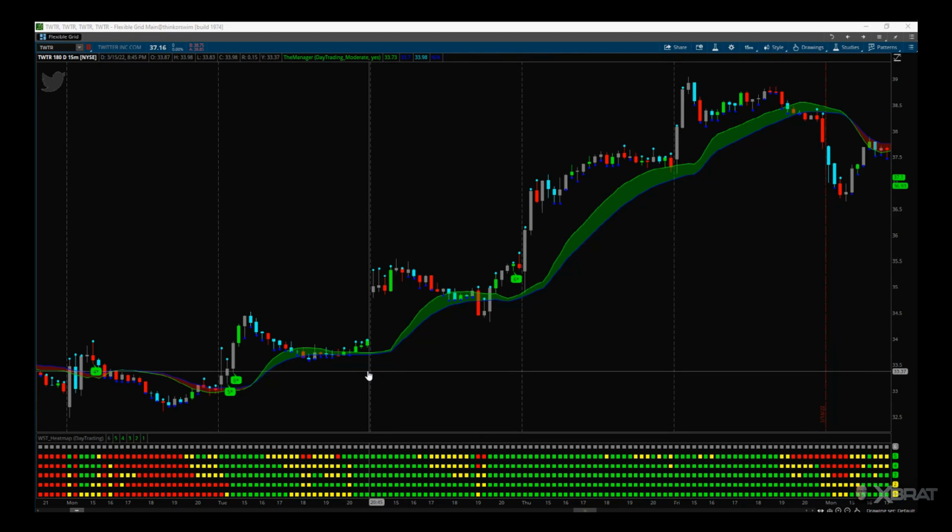This time I'm going to be using the xBratAlgo for the signal. I'm going to be using the heat map for confirmation, and then the manager to manage the trade. So we're using an intraday time frame here, 15 minute.